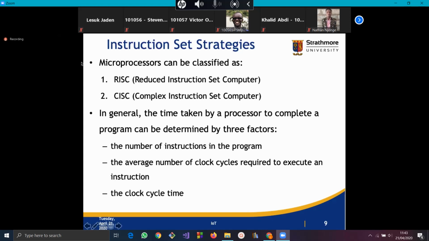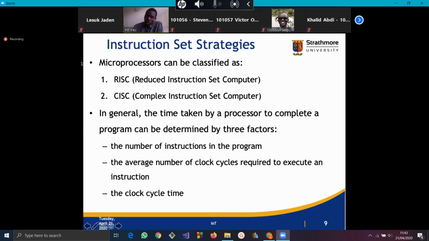So what determines the speed of the processor? So it's the number of instructions in the program. So for example, if the program has 10 instructions and another one has 100 instructions, then the one with 10 instructions will be executed faster. Okay, so that's an easy one. Then the average number of clock cycles. So the clock speed, basically. So for example, a 10 megahertz CPU and a 1000 megahertz CPU, the 1000 megahertz CPU is faster than the 10 megahertz, okay? Because the 1000 can process more instructions in 1 second than the 10 megahertz.